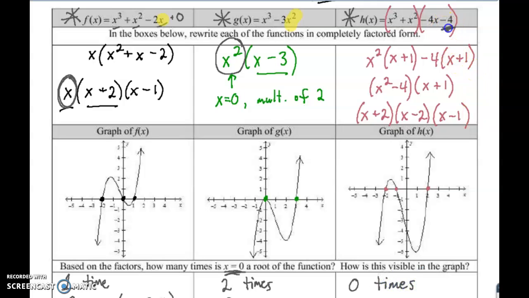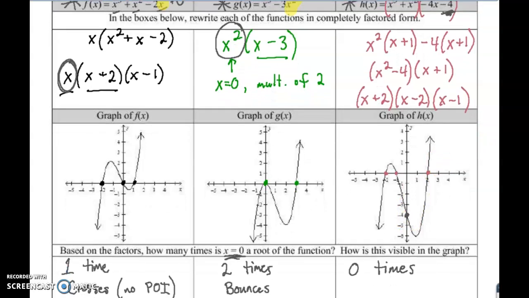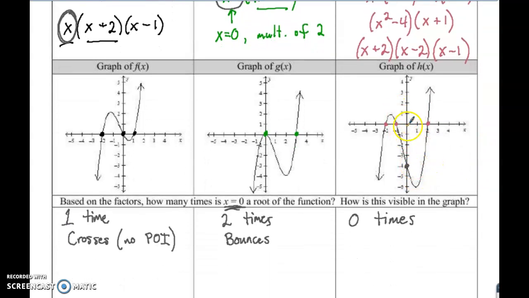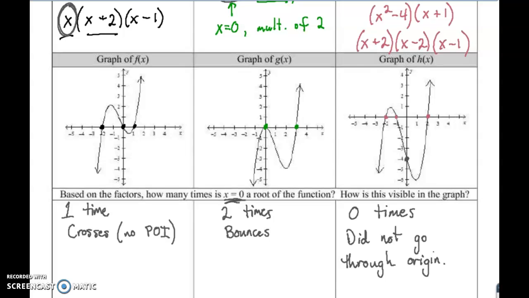And why am I pointing out the constant? That's how it shifted down the graph. So if it shifted down the graph, it didn't cross at the origin. Did not go through the origin. I hope all of this is making sense. It makes sense to me, that's why I say it.